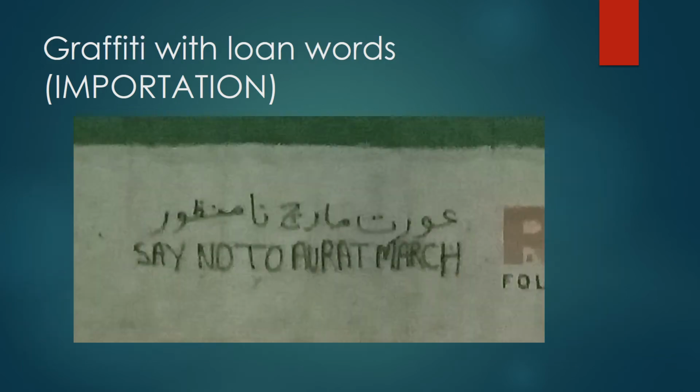Now we move on to graffitis. Here is an interesting example. In Urdu, it says "Aurat march na manzoor," which means say no to women march. March is an English word, but it has been adapted here and written in Urdu. Likewise, we have "say no to Aurat march." Now, this is in English, and interestingly, the word Aurat is an Urdu word. So we have a double example of importation here on this graffiti.